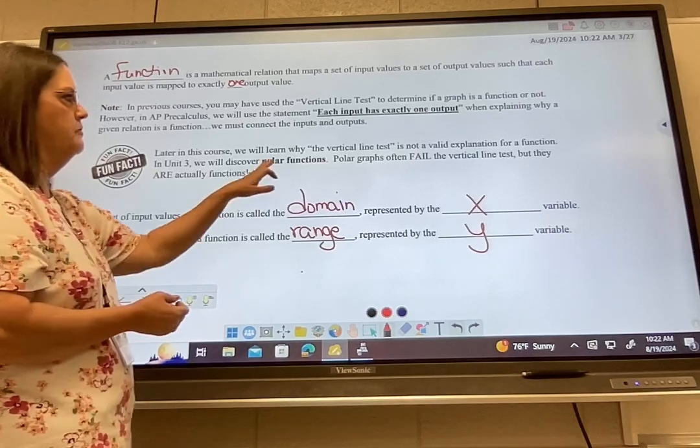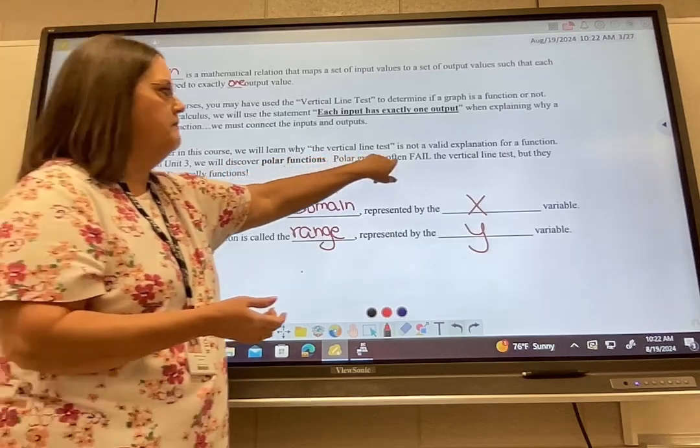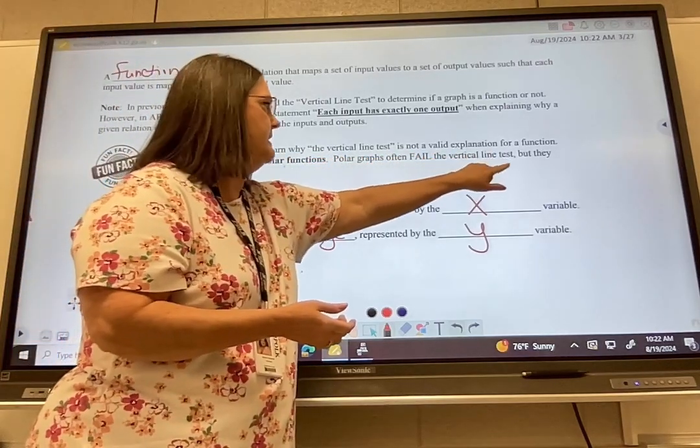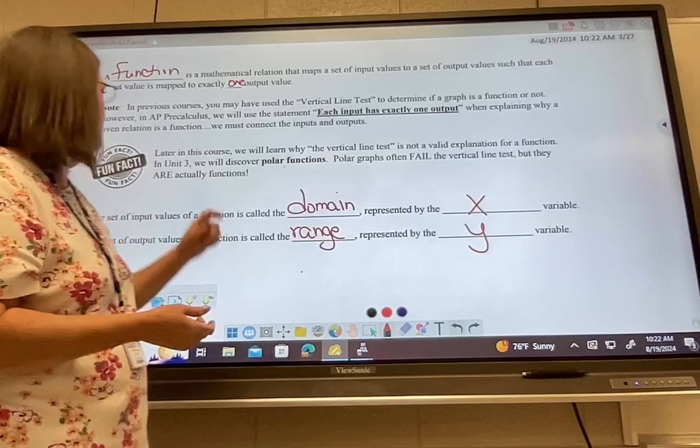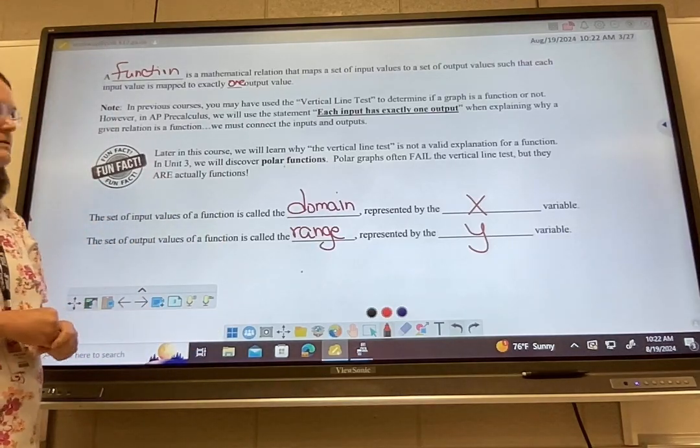We will also be doing polar functions later on. And it says that polar functions fail the vertical line test. Not all the time, but often. But they are actually functions. So that's the reason why we don't say that.